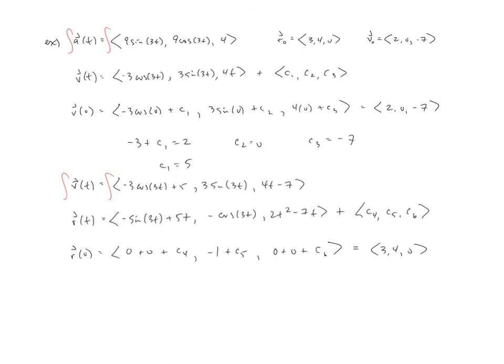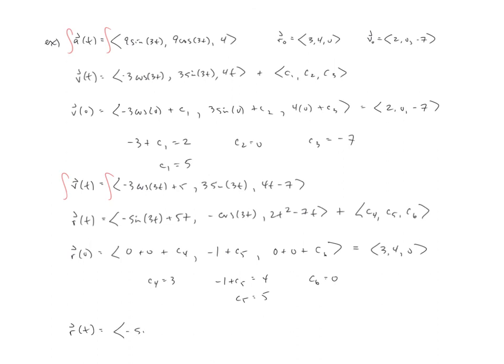And so now, much like we did up here, I can see that C4 is going to be equal to 3. Negative 1 plus C5 is going to be equal to 4, which means that C5 equals 5. And then finally, C sub 6 would equal 0. I'll go ahead and put all this back together, and I think we're going to have it.